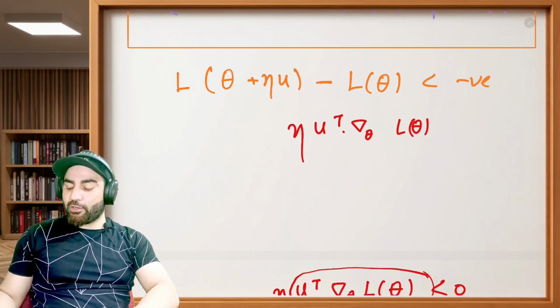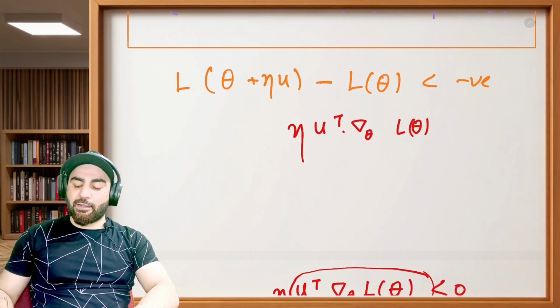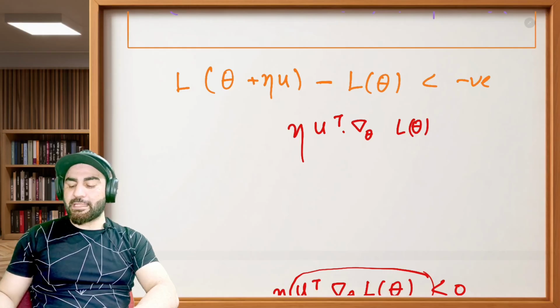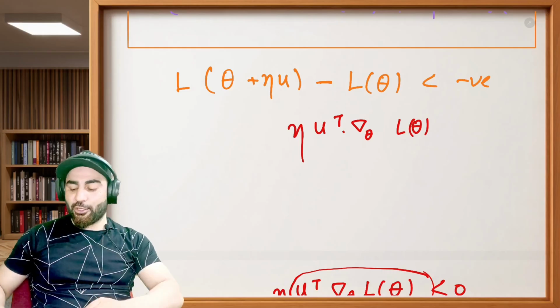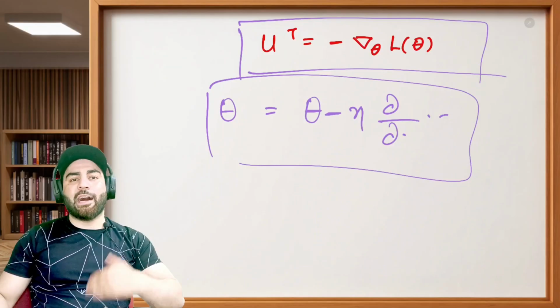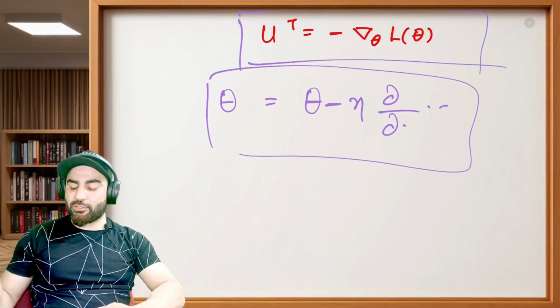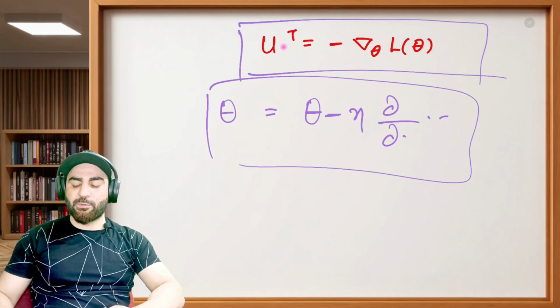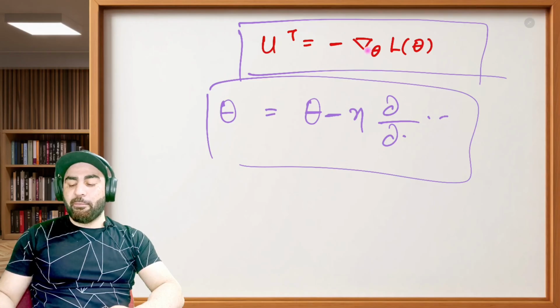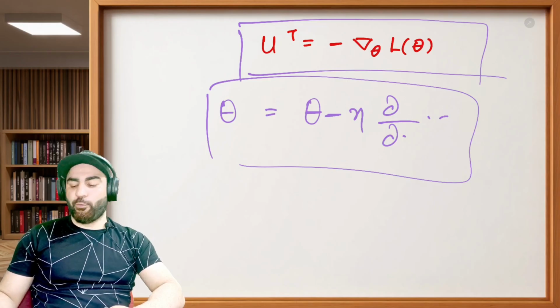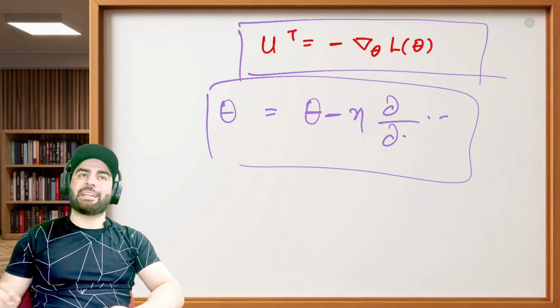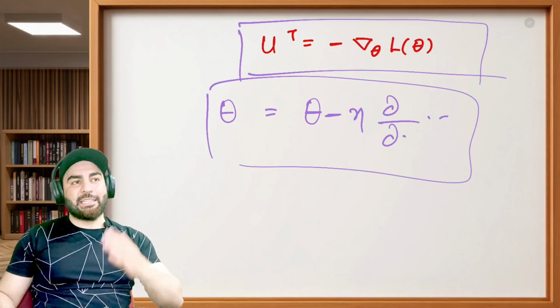And why do you want this term to be negative? Because you want the new loss to be less than the original loss. You want to decrease the loss. So that is why you should go in the opposite of the gradient. The u transpose that you see should be equal to minus delta theta. Once you compute the gradient vector, you just write the minus sign in front of that. So that is the direction you should go.